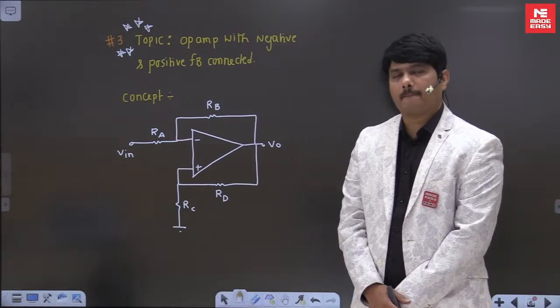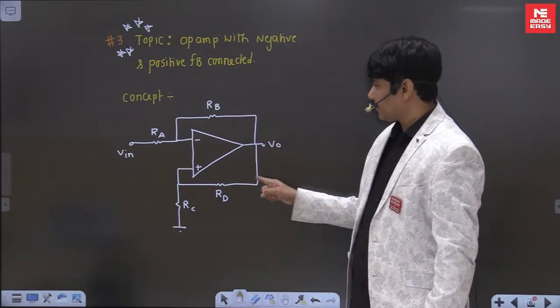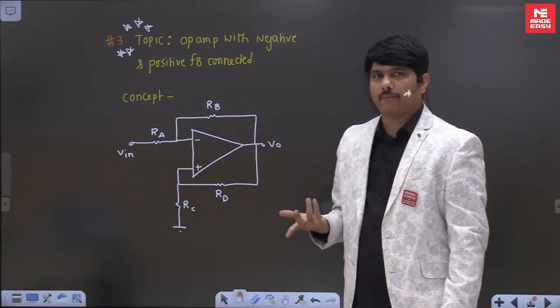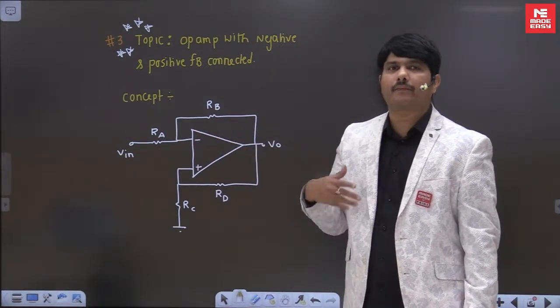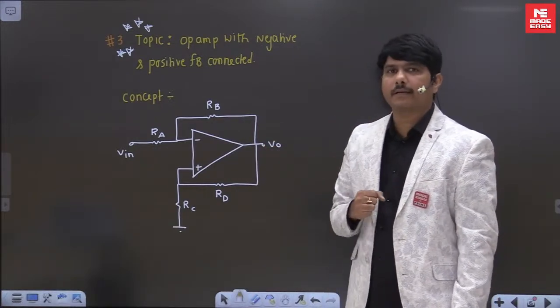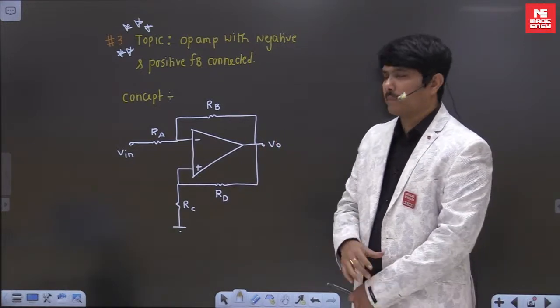Both feedbacks we have. If it is only positive feedback, I know directly that it is positive feedback. If it is simply negative feedback, I can say negative feedback. There is no need of talent for that. But if both are connected, then the mind gets disturbed: which feedback is it? Then they have given some method for this.